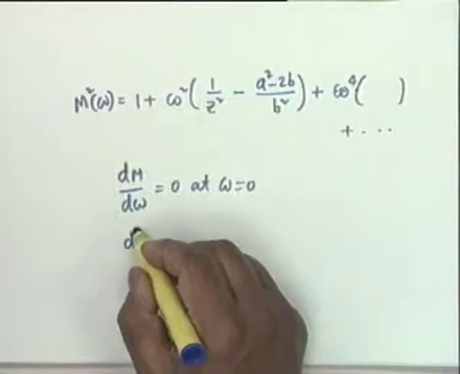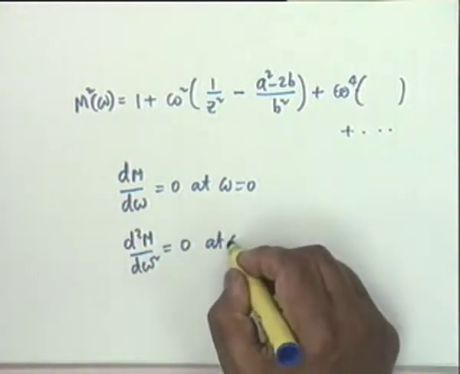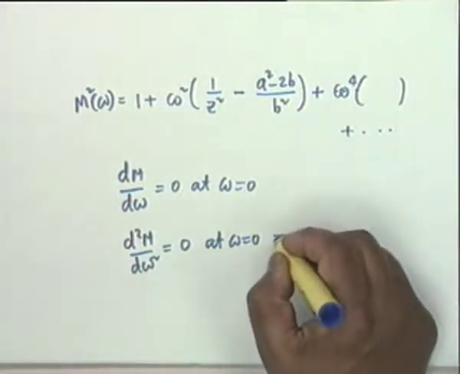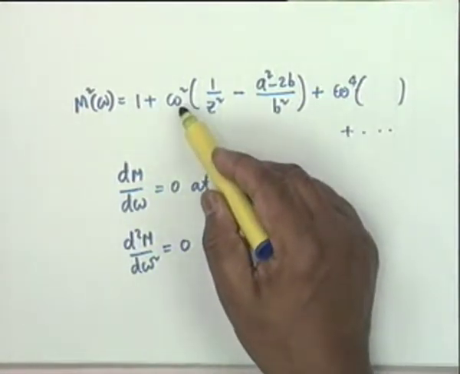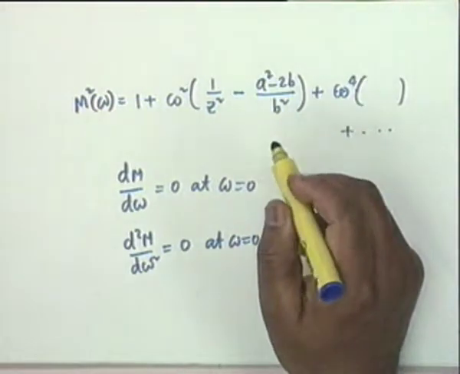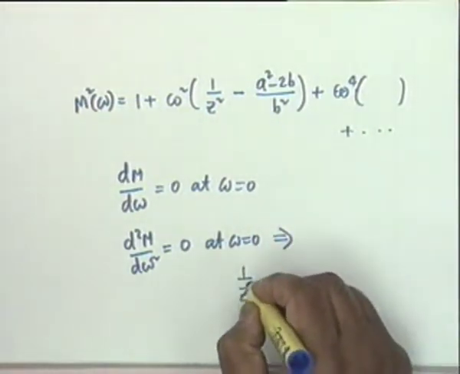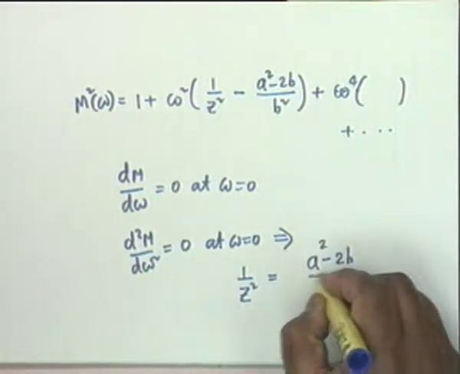But suppose you want to make d2M/d omega 2 also equal to 0 at omega equal to 0, then it requires, after second differentiation, this will be left with 2 multiplied by this constant. So this constant has to be equal to 0. So this is the condition: 1 by z squared equal to (a squared minus 2b) by b squared.